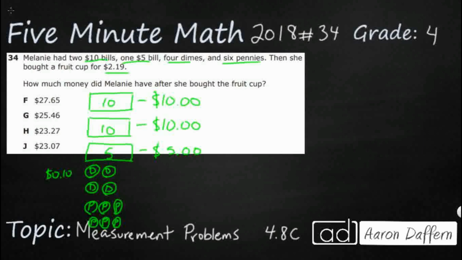So I'm going to go ahead and just group all of these together, right? So 10, 20, 30, 40. So this is 40 cents. So I'm going to show it like this, 0.40. And then I've got 6 cents here.